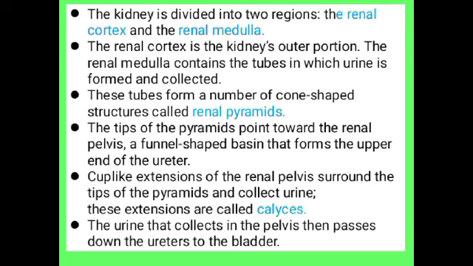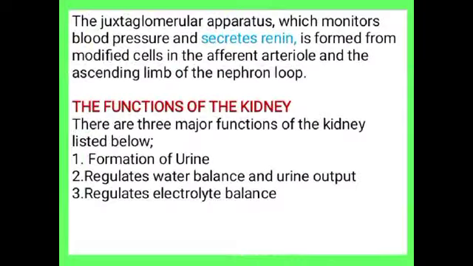So we're saying that the tips of the pyramids point towards the renal pelvis, which is the receptacle of the urine, and at the end it gives its contents into the ureter. The cup-like extensions of the renal pelvis surround the tips of the pyramids and collect the urine, and these extensions are called calyces. This has already been mentioned, and the urine that collects in the pelvis passes down the ureters to the bladder. All this information has been explained.